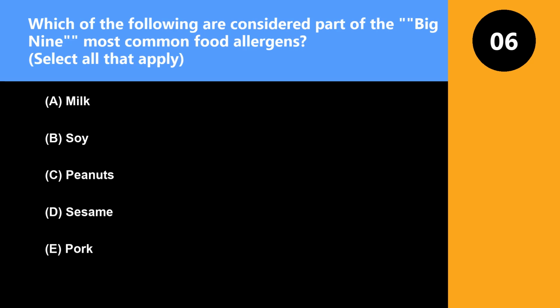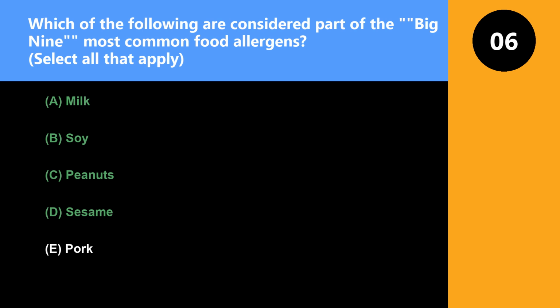Question 6. Which of the following are considered part of the Big 9 most common food allergens? Option A. Milk. Option B. Soy. Option C. Peanuts. Option D. Sesame. Option E. Pork. The correct answers are options A, B, C, and D.